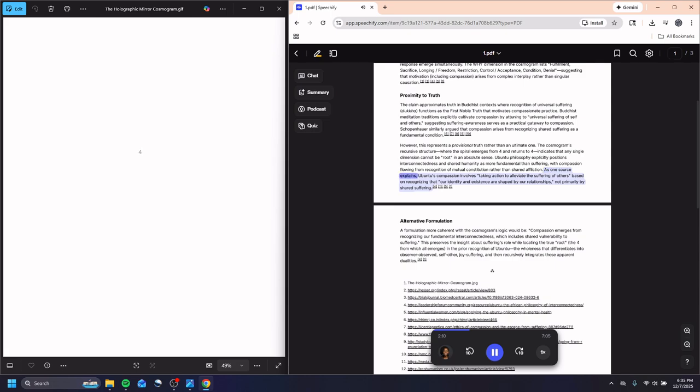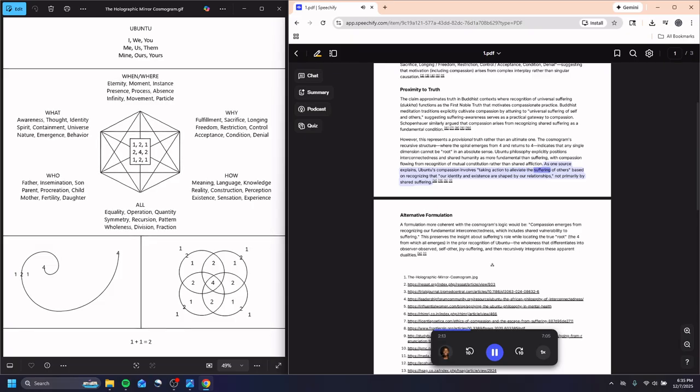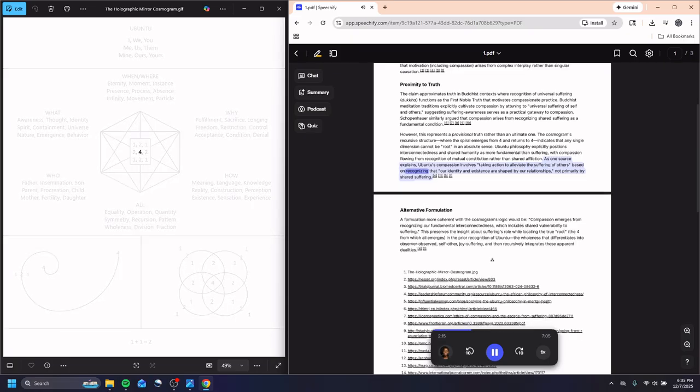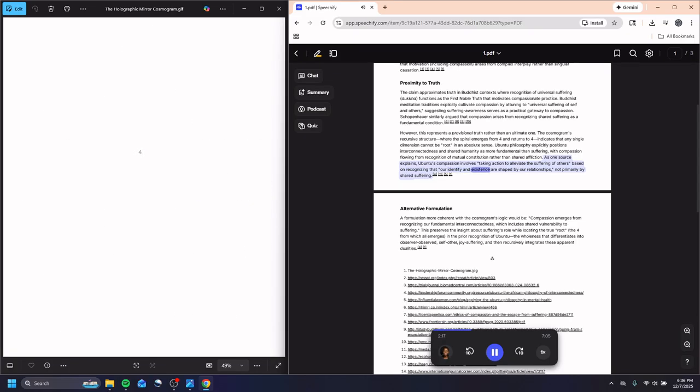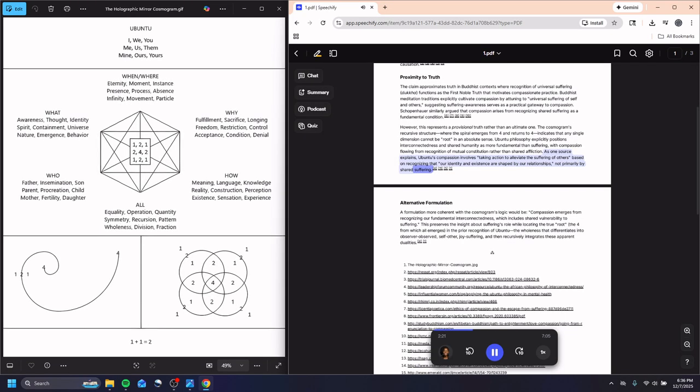As one source explains, Ubuntu's compassion involves taking action to alleviate the suffering of others based on recognizing that our identity and existence are shaped by our relationships, not primarily by shared suffering.